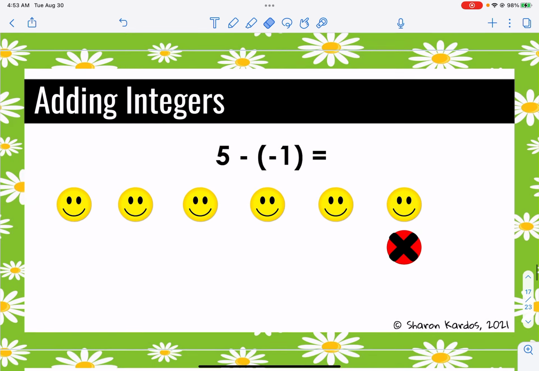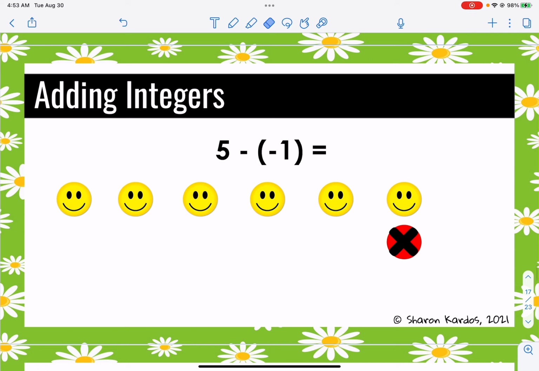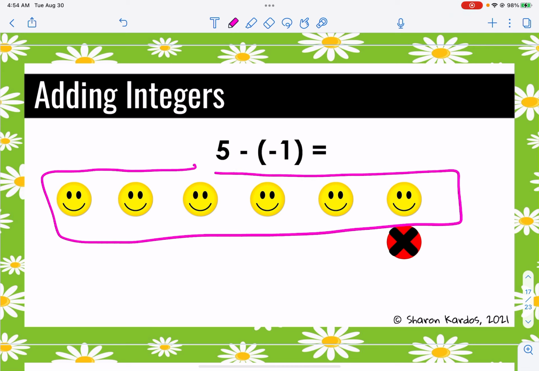So once I subtract out that little negative from my party here, then what do I have left? Well, I have 6 positives left. So I started with 5. I wanted to subtract a negative, but I had to add a 0 pair to have a red one to be able to subtract. And then once I subtract my negative, I'm left with 6 positives.